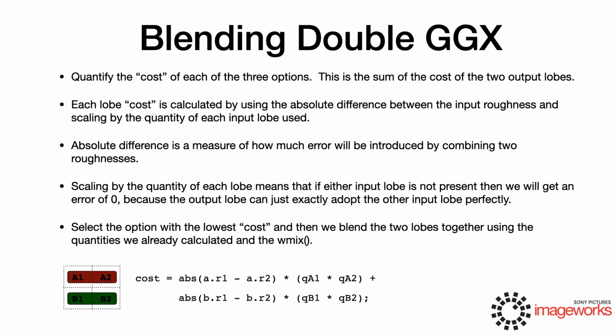Next, we calculate the quality of each of the options by measuring the error introduced. The cost of each lobe is calculated by considering the difference between the roughness of the 2 input lobes that contribute to it, and then the overall cost is the sum of these costs scaled by how much of each lobe exists. Once we've calculated the cost for all 3 options, then we can choose the option with the lowest cost and we know which combination to use. Once we've made the decision, we blend the 2 lobes together using a familiar wmix weighting approach, but this time using the quantities of each lobe that we calculated earlier. This is a bit of a simplification, as our actual implementation of the cost function also incorporates the specular tint and attempts to consider anisotropy changes as well.